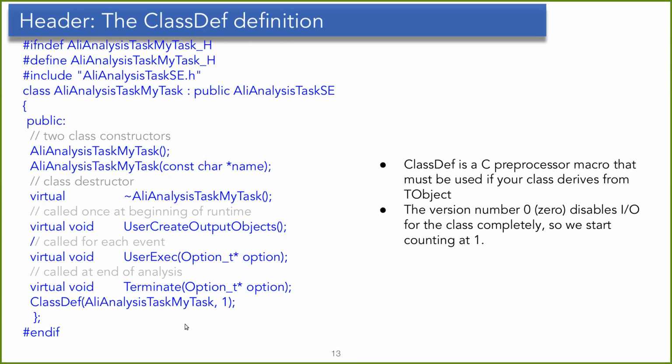And in the ClassDef, you can see there are two arguments. One argument is basically the name of your class, that is AliAnalysisTaskMyTask, and the other argument is some number. This number, for example 0, basically disables the input output of your class. Therefore we start from the number 1. For practical purposes, you do not need to change this number, you can keep it as 1. But sometimes you may also need to change this number, depending on whether you change your class.